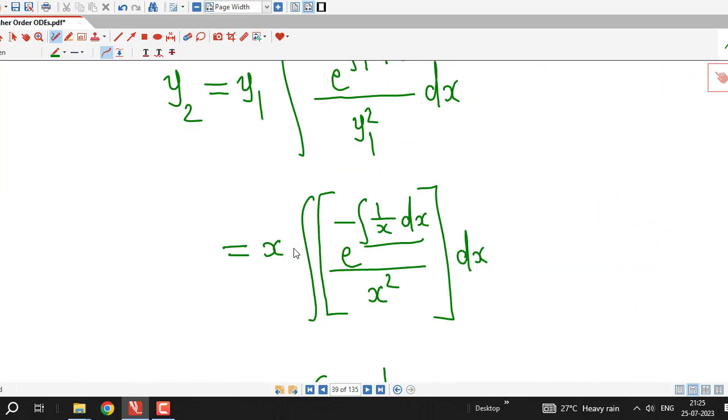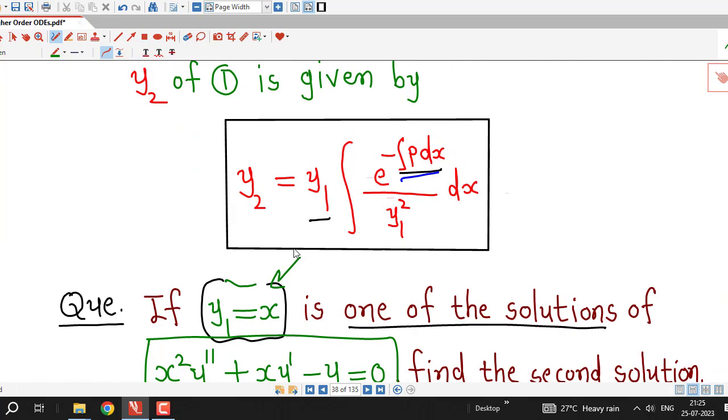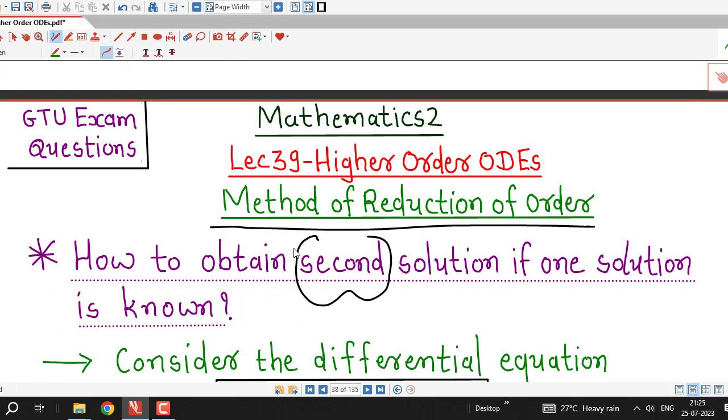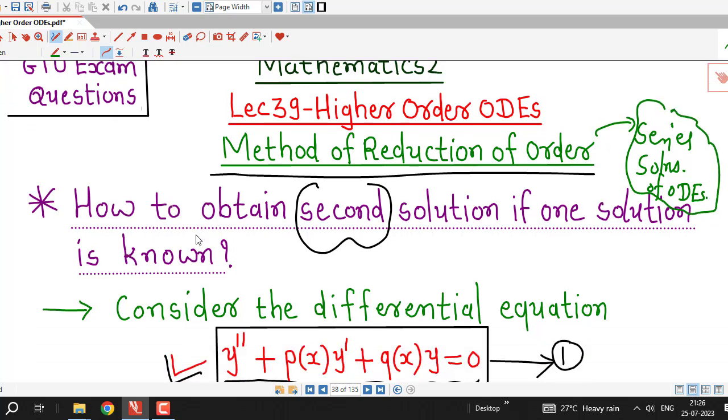So in this lecture I wanted to introduce this method of reduction of order, and this method will be used in the topic of series solutions of ordinary differential equations. We will require this method of reduction of order in this topic when we will discuss the homogeneous method. And this is all about this session.